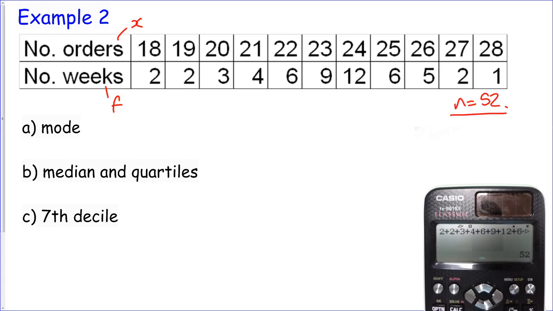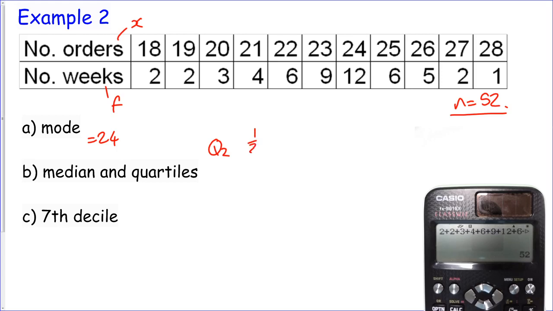The mode for this is the one that appears the most often. There were 12 weeks where we had 24 orders, so the mode here is 24. This isn't a modal class, it's an actual mode because we've got all of the data. Median and quartiles. I'm just going to find the median and one of the quartiles. I'm sure you can find the other quartile yourself if you want. So the median, we're going to call Q2 the second quartile. Some people call it the median, second quartile. It's the same kind of notation.